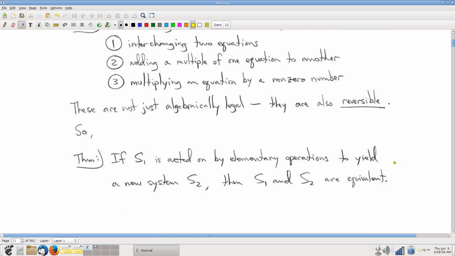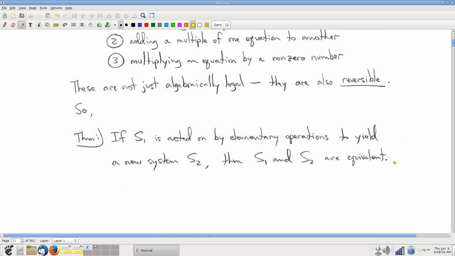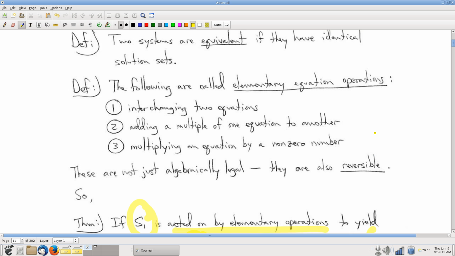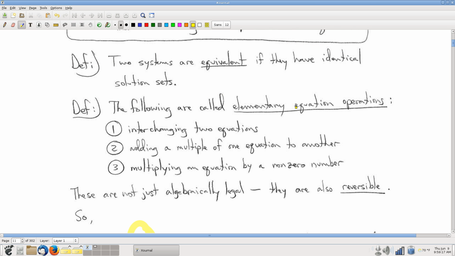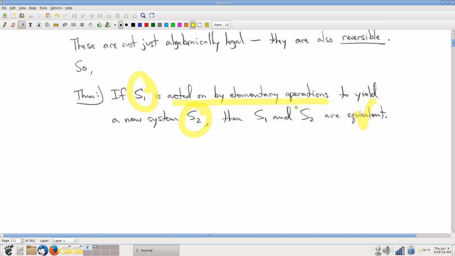And that leads us to this result. If you have a system, and if you apply elementary equation operations to get a new system, those systems are equivalent. Remember, equivalent means they have identical solution sets. So I want to show you why this is true. The idea is not such a big deal, really.